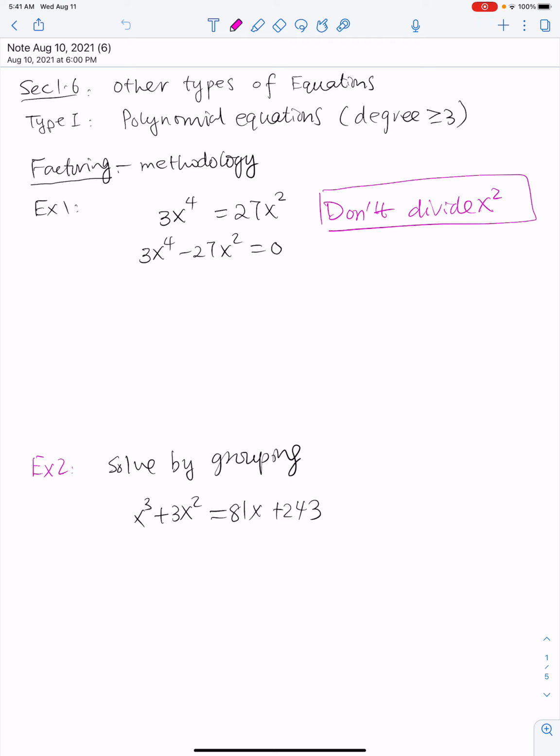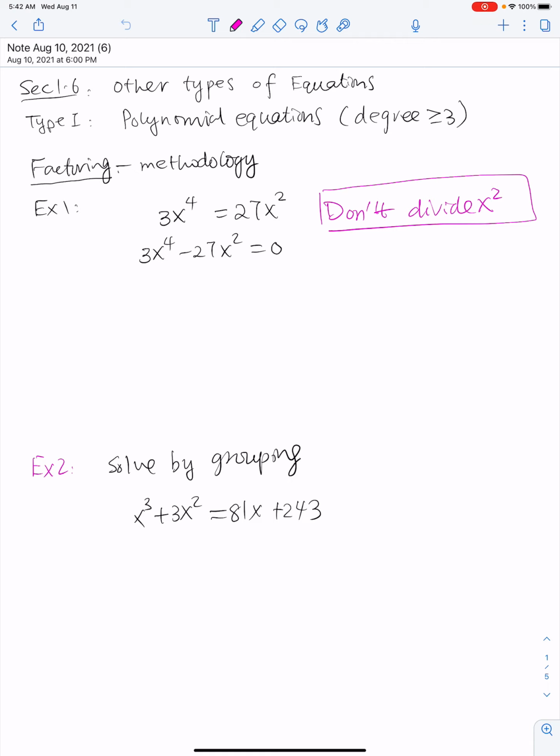Okay, so let's look at some examples. You have 3x to the fourth equal to 27x squared. A lot of students will first divide x squared on both sides. No, because you cannot divide x squared, because these are variables. Because they are variables, it can be equal to 0. You cannot divide by 0 because it's undefined. Are you guys with me? So do not divide variables. You can divide a number, divide 3 on both sides, but you cannot divide x on both sides immediately.